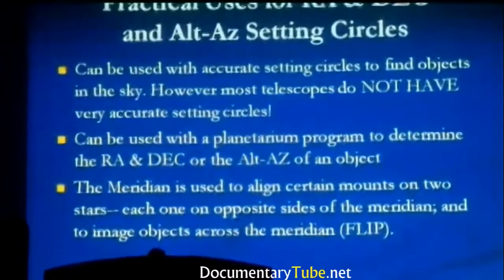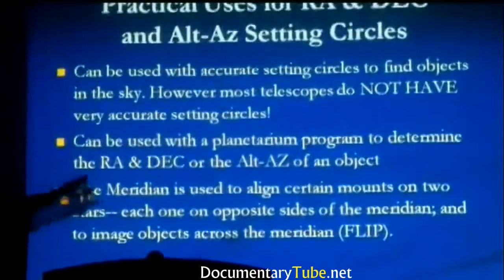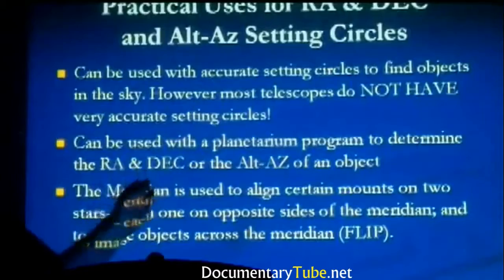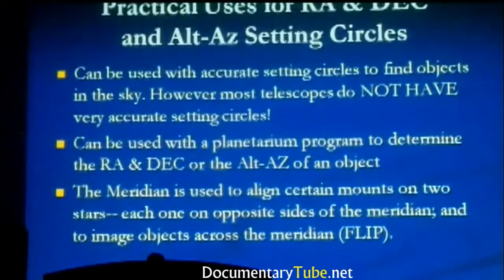I have two equatorial mounts at home, and they have right ascension and declination manual setting circles on them. I don't know that I could find anything with them. They're so tiny and the resolution is so small. Does everybody know what I mean by resolution of a dial? I'll tell you what resolution is.